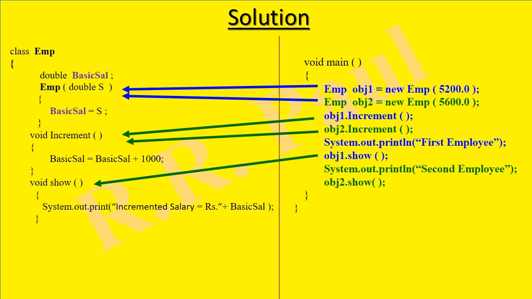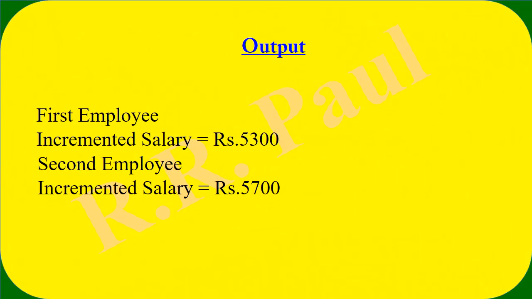So when obj1.show is executed, then basic sal associated with obj1 will be displayed, displaying 5300 rupees. And when obj2.show is executed, then instance variable basic sal associated with obj2 will be displayed in show function, hence displaying 5700 rupees. The output that will be displayed on the screen is given here.